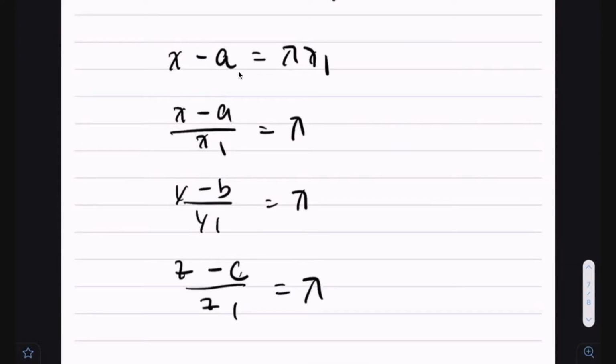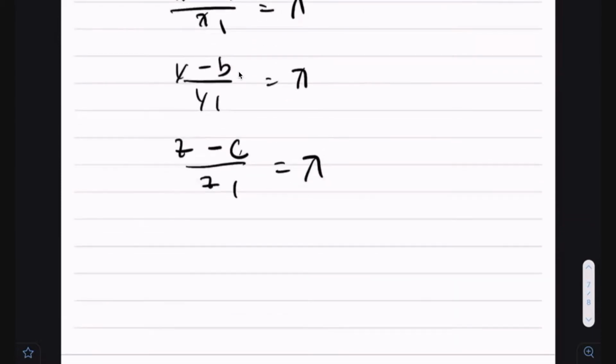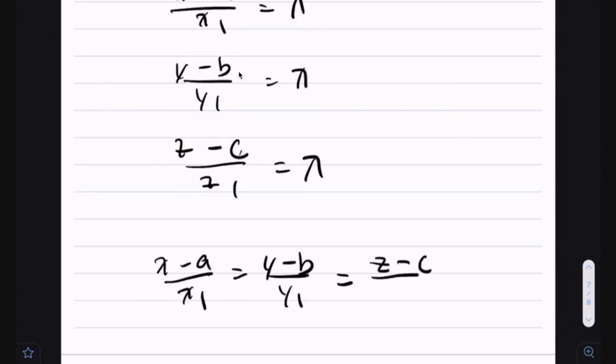Now, since all these equations are equal to lambda, we can equate them. We know that (x minus a) over x1 must also equal (y minus b) over y1, and must also equal (z minus c) over z1.